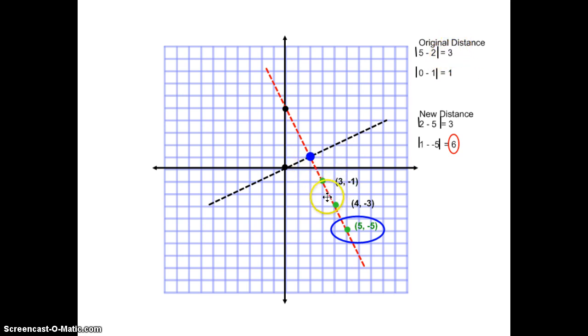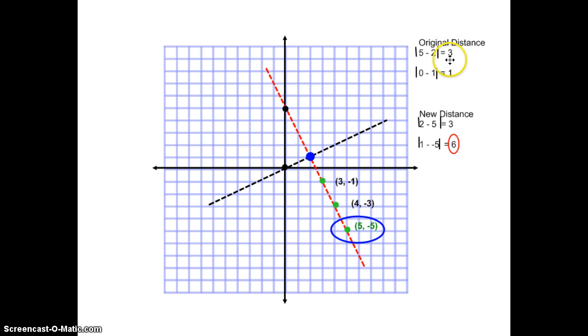So if we then try to find a new point on our line of symmetry, we can look at (3, negative 1), but we know that the distance would not equal 3 at all. We could look at (4, negative 3) as it also lines up, but we also know that that will not be 3. But if we do (5, negative 5) as our point, we can do 2 minus 5, the absolute value of that is equal to 3, which is what we were looking for.